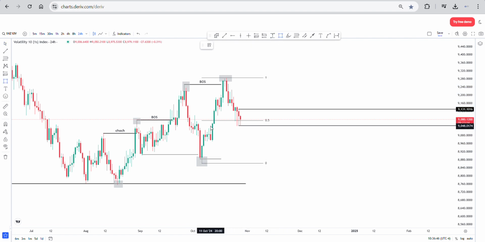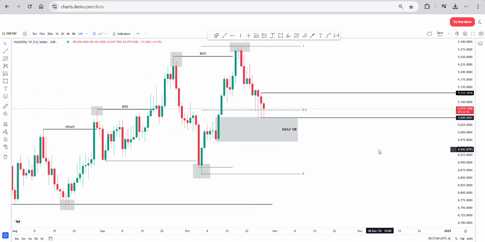And what do we find there? We need a demand zone, and we find this demand zone, so we call it a daily order block or demand zone. So that is where we are anticipating a buy.